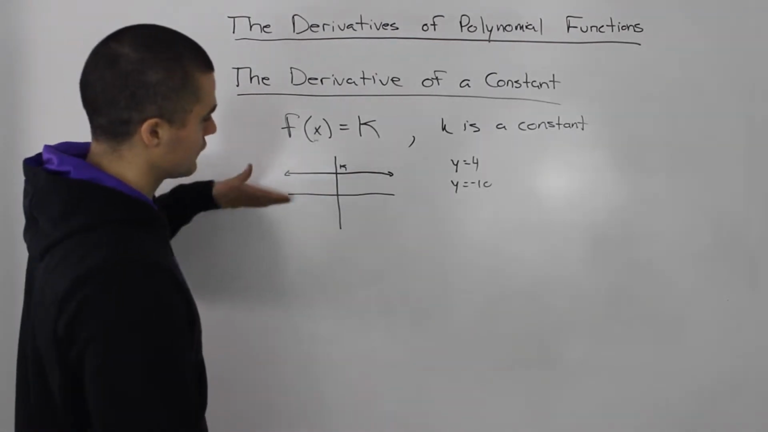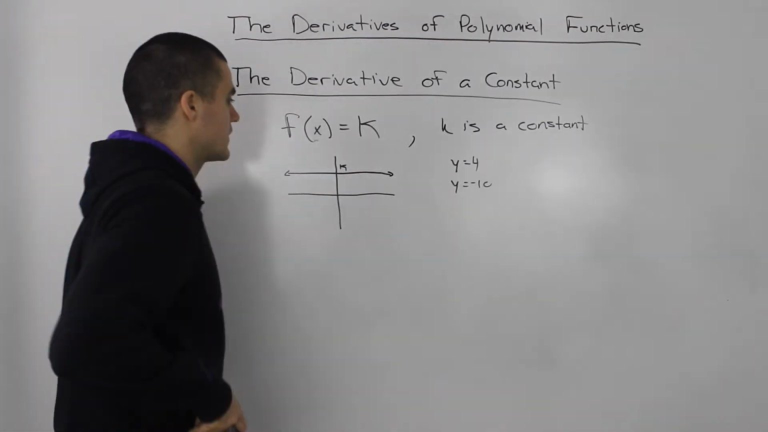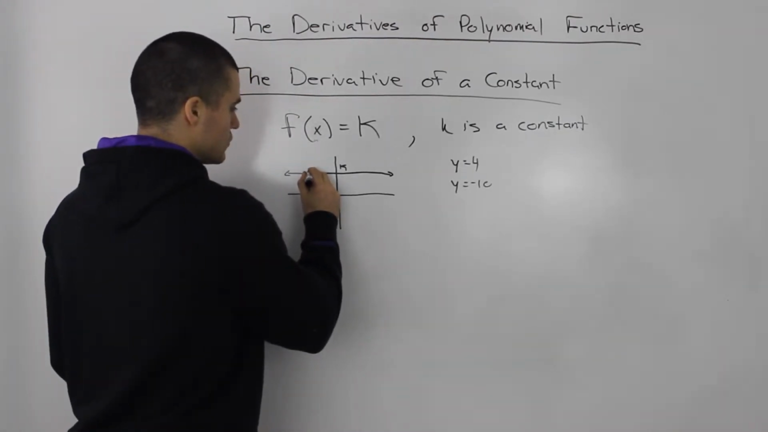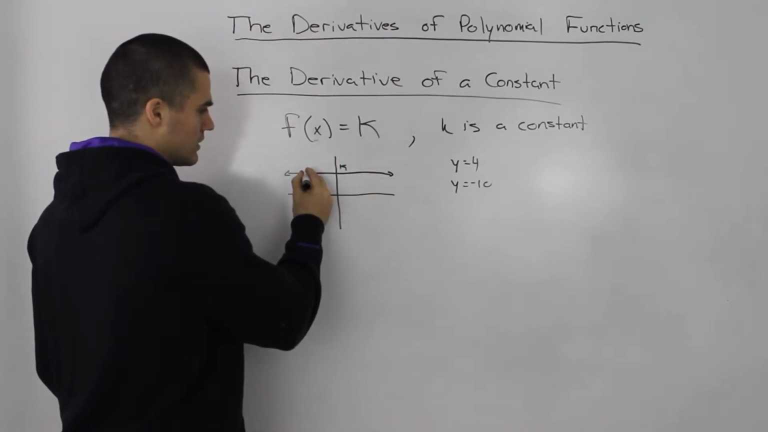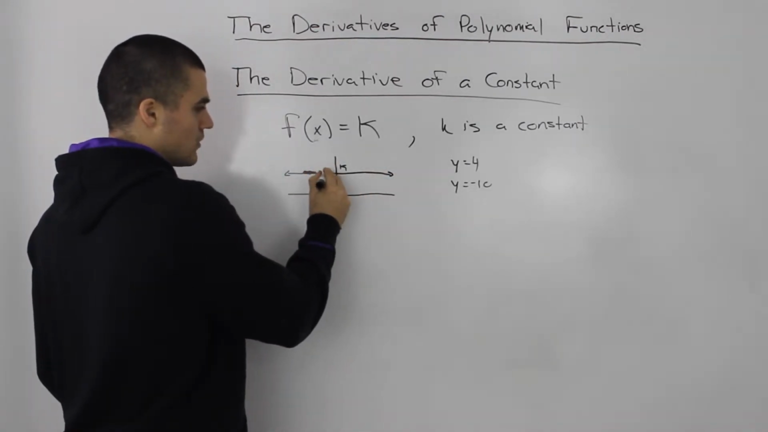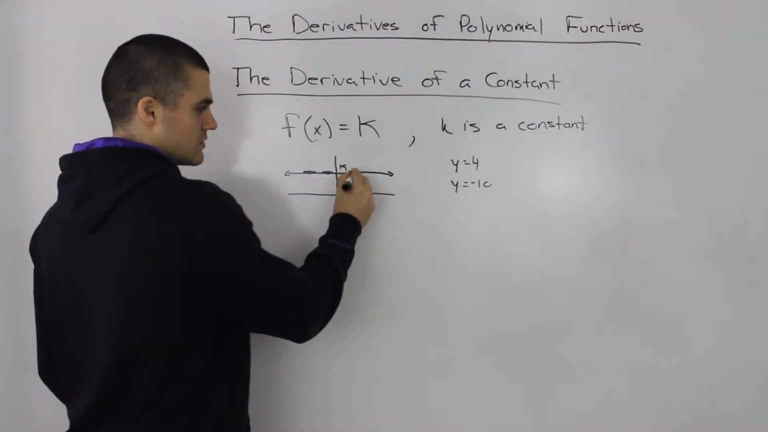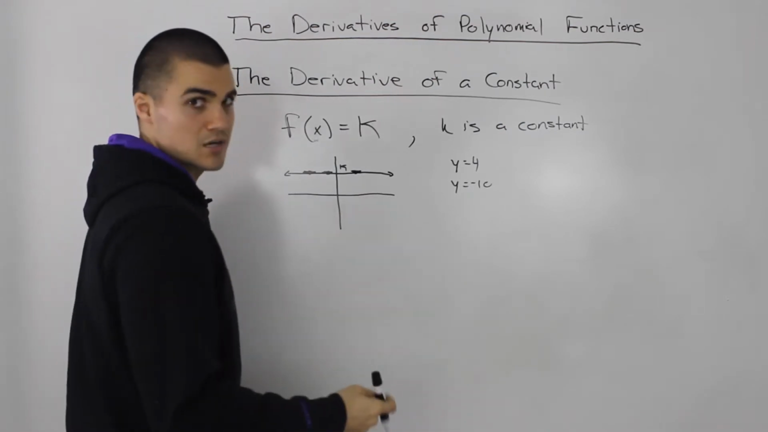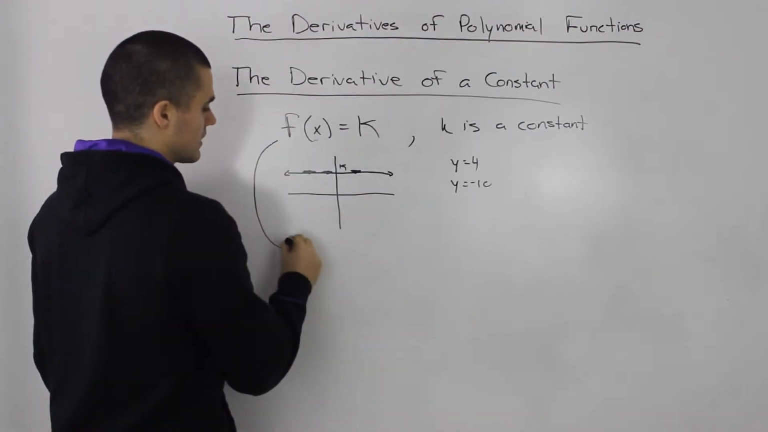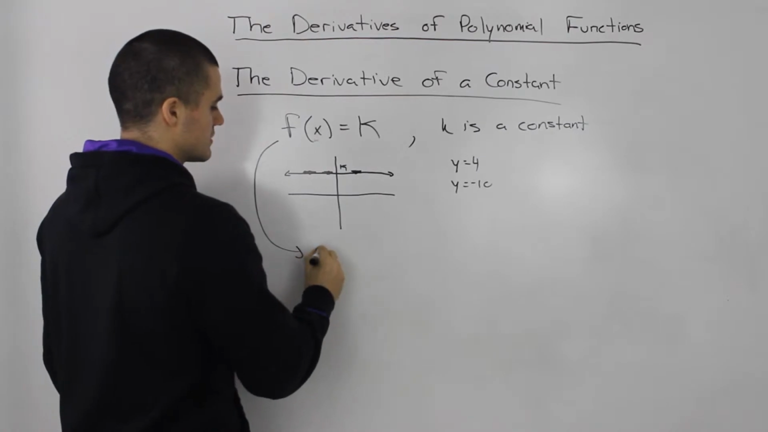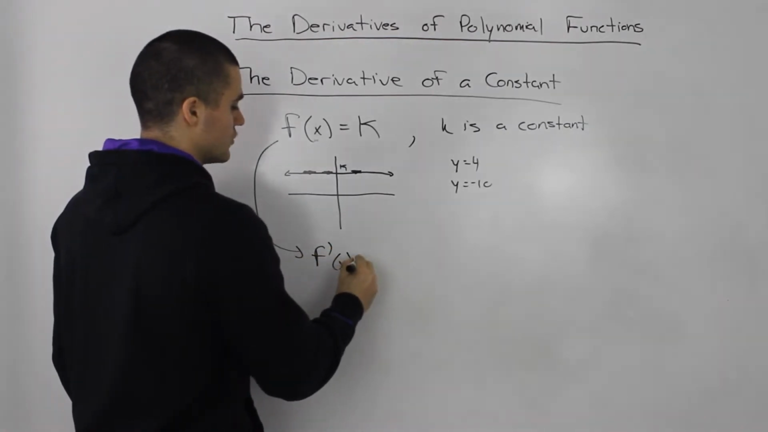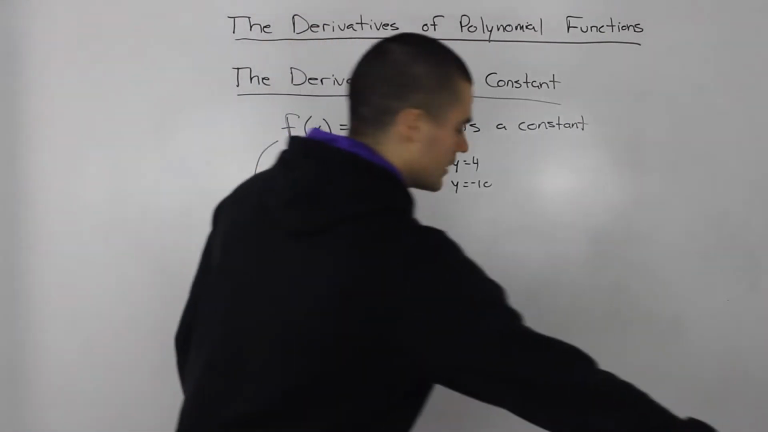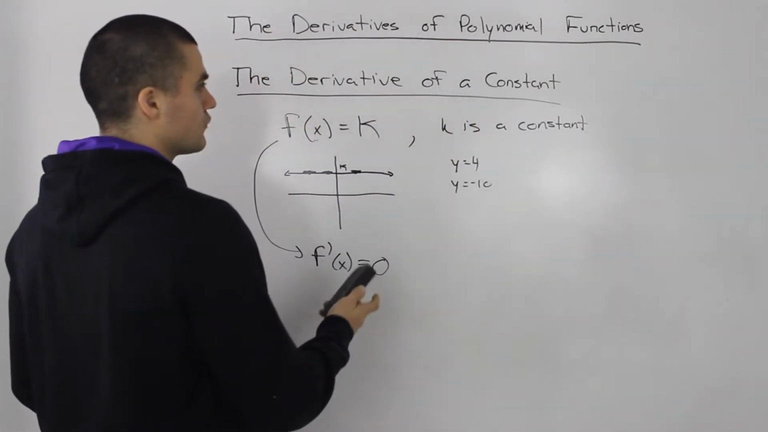And what's the derivative of a horizontal line always going to be? Well, the derivative, if you recall, is the slope of a tangent. And if you take any point on a horizontal line and you find the slope of the tangent to it, well, the tangent is always going to be horizontal, right? So the slope of the tangent is always going to be 0. So basically, if a function is a constant, then all that means is that the derivative to it is just 0.